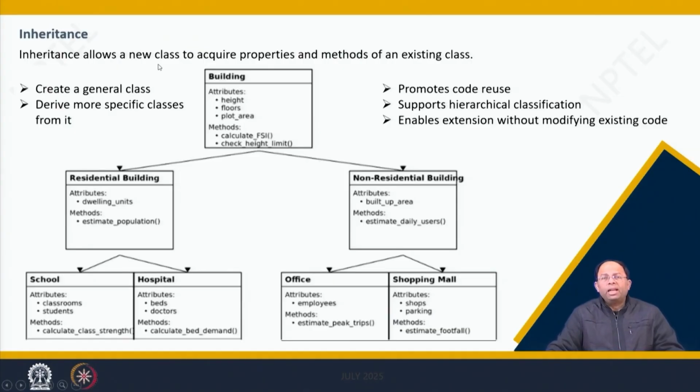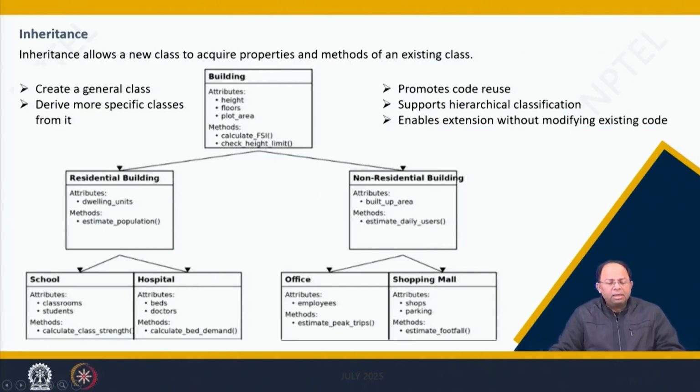Now, the next very important property is the property of inheritance. Inheritance allows a new class to acquire properties and methods of an existing class. That means I don't need to build everything fresh. I can use an existing class and add something more to it. This is also very fundamental, because we have so many libraries and we can use their functions. Similarly, we can use some of those classes and we can also enhance those classes, right?